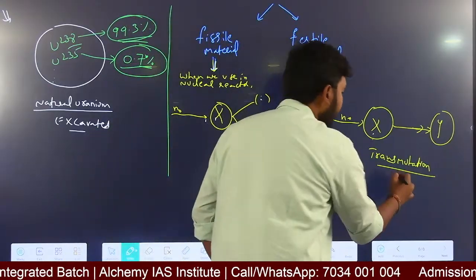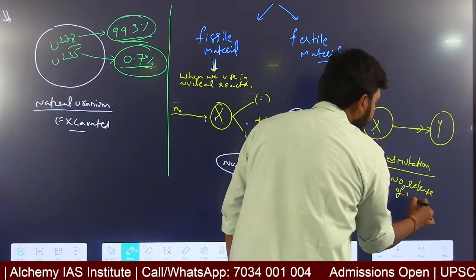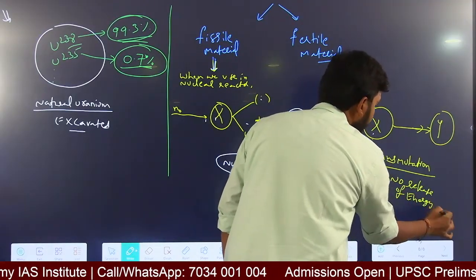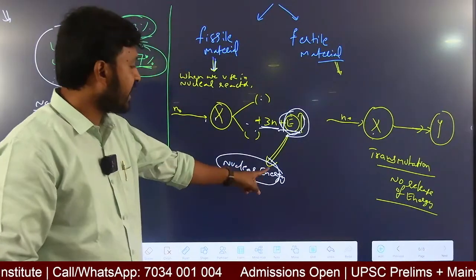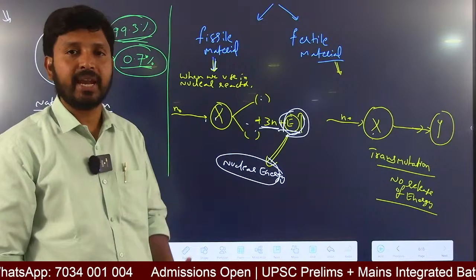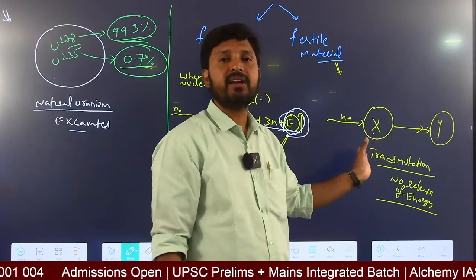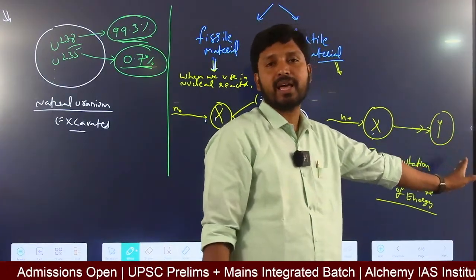Remember, there won't be any release of energy. Here it is releasing energy, and that energy is called nuclear energy, which can be used to run the turbines and generate electricity. But here these elements are not splitting. Instead, they are transmuted or converted into different other elements.